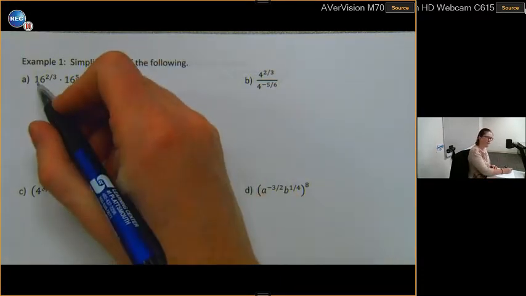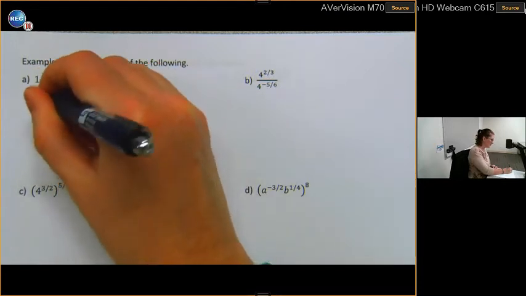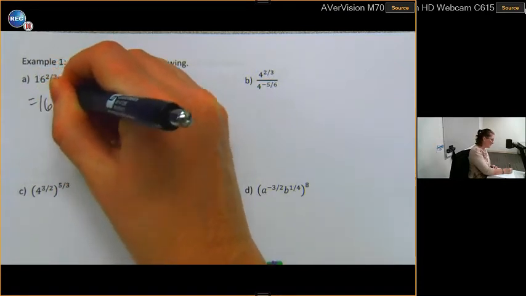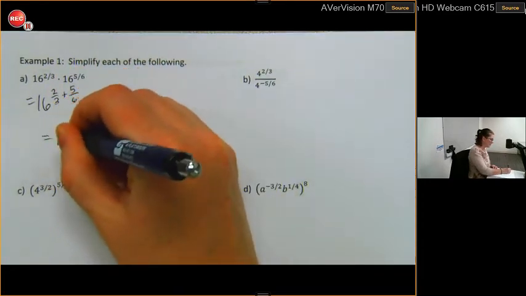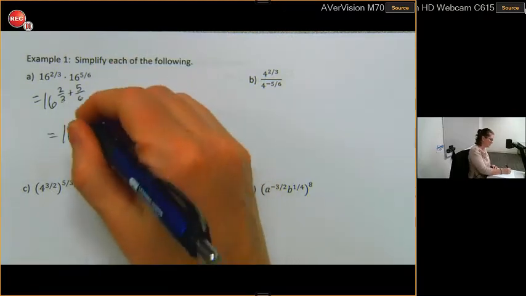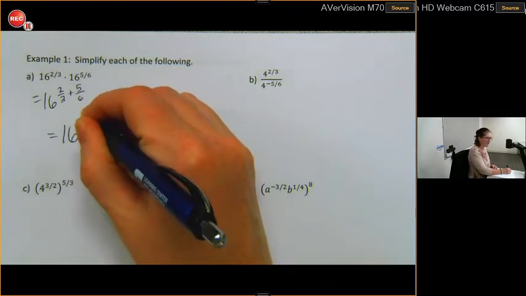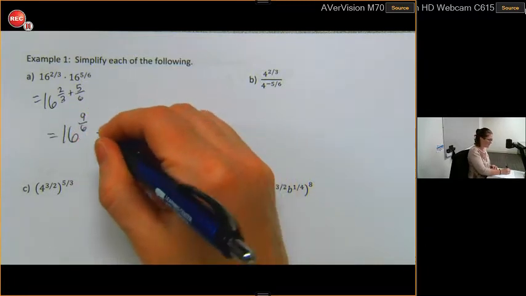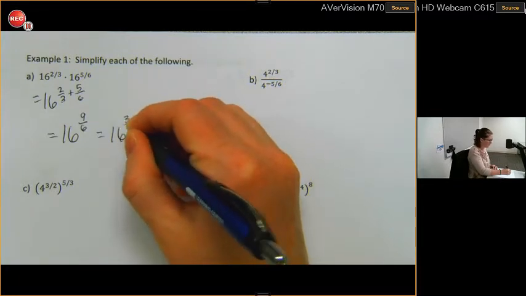So letter A, we have bases of 16 being multiplied together. So I'm going to add the exponents. And when I add these, you would have to have common denominators. So it's going to be 9 over 6. But that's not simplified, 9 over 6, so we need to simplify the fraction. And when we divide by 3, we get 3 over 2.